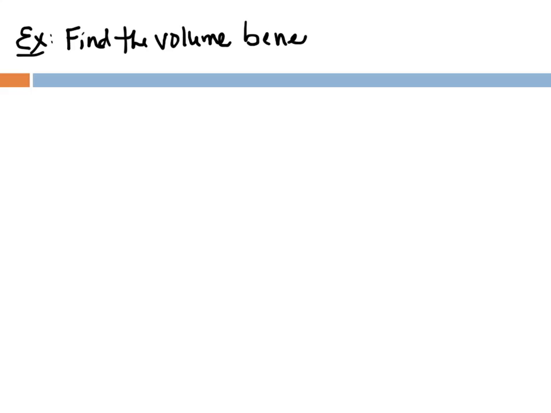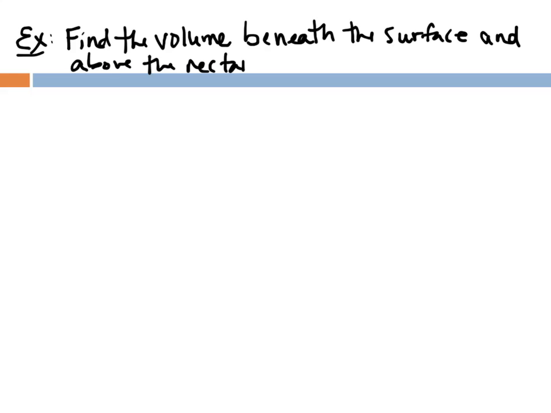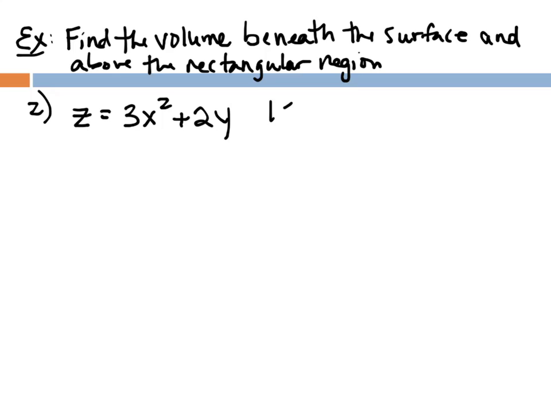Find the volume beneath the surface and above the rectangular region. Our curve is defined as z equals 3x squared plus 2y. Our x value is going to go from 1 to 3, and our y value is going to go from 0 to 1.